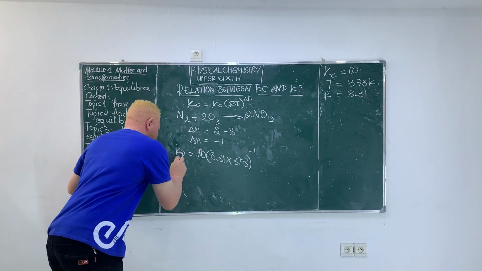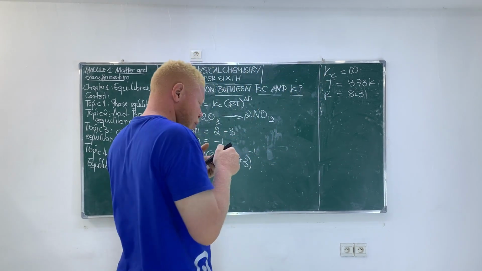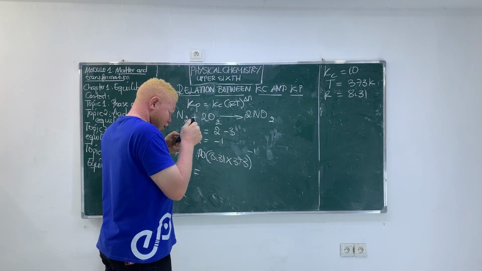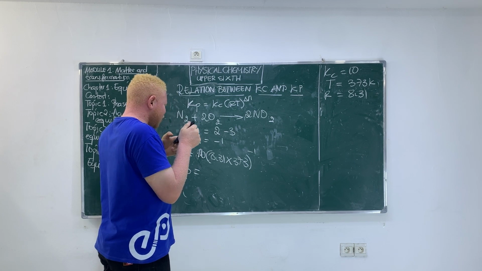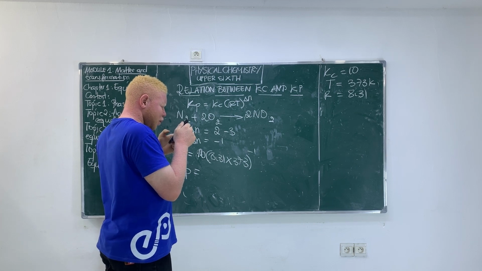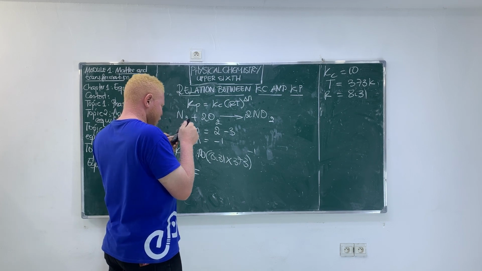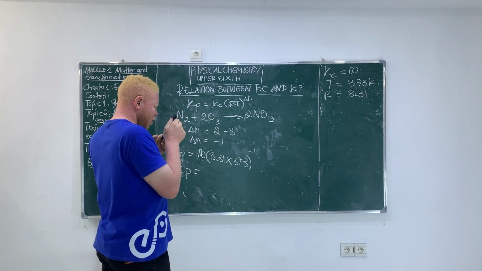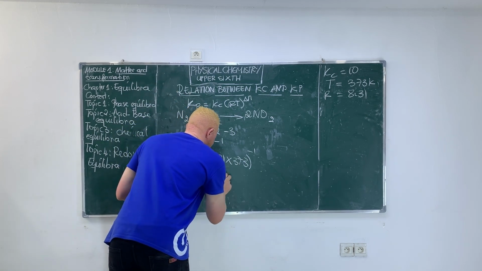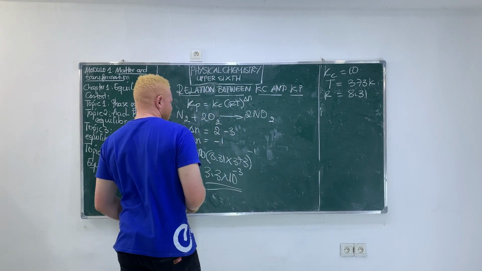So let's apply the formula. Kp equals, how to punch it using the calculator: bracket 8.31 times 373, close the bracket, to the power minus 1, times 10. So that's the value of Kp. Kp will be 3.3 times 10 to the power minus 3.